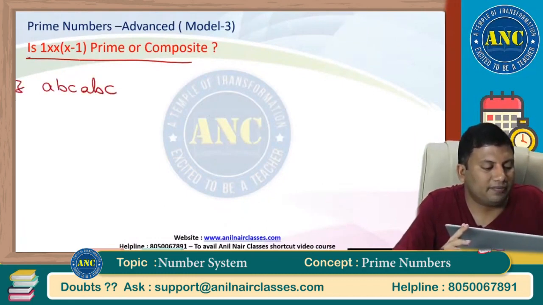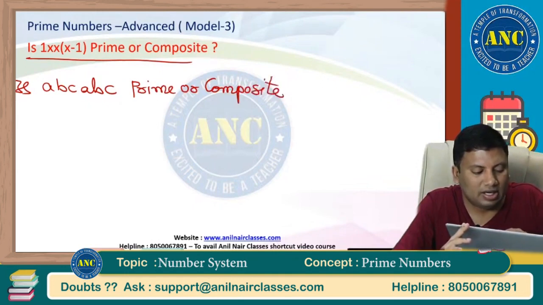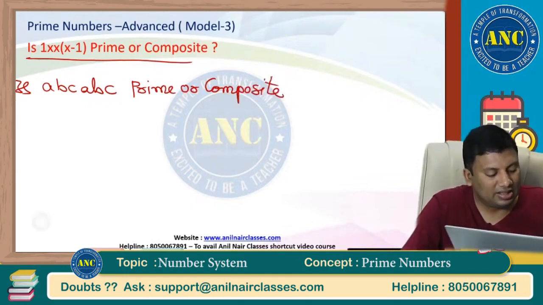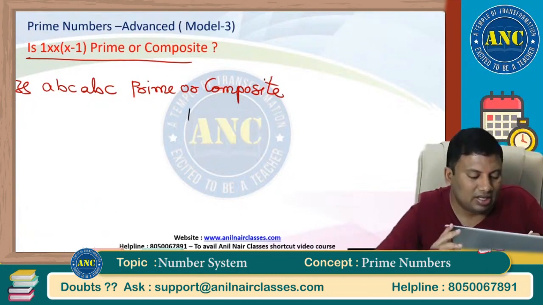ABC. Is ABC prime or composite? A 3-digit number is written twice.